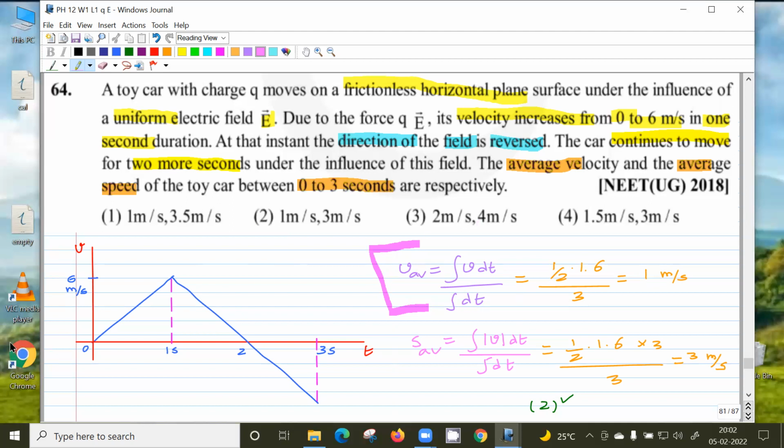So the integral of v dt is the area under the curve. So V average means: this area is positive, this area is positive, and this area is negative.